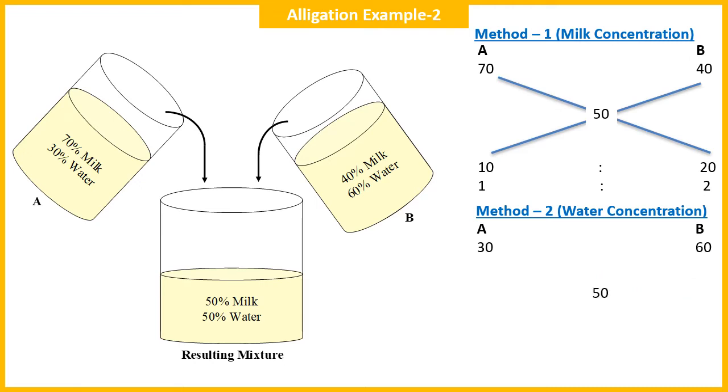Now we will do cross subtraction here. 50 minus 30 we will do, and here we will do 60 minus 50. So you will get the same ratio, that is 1 is to 2.